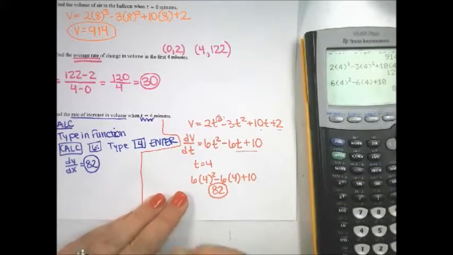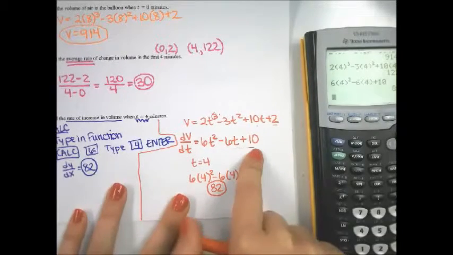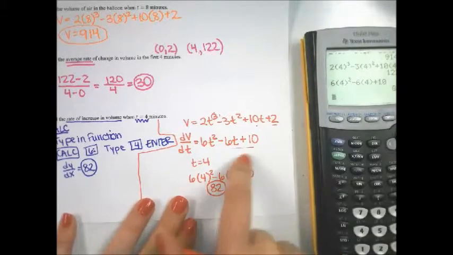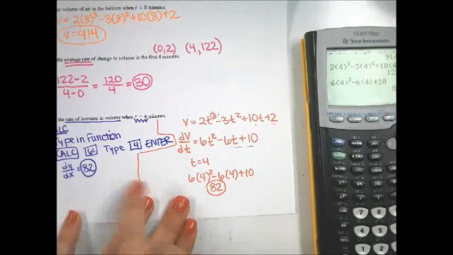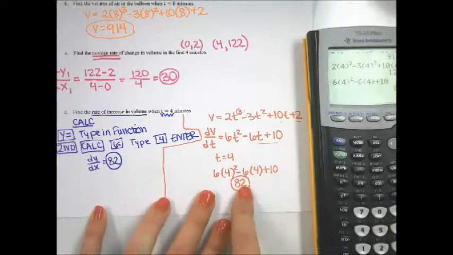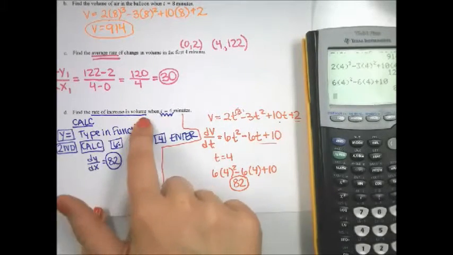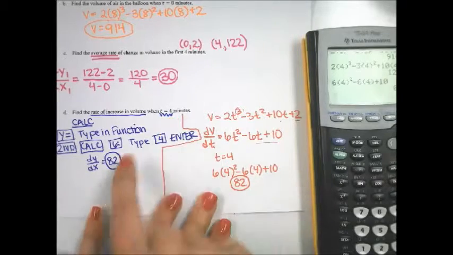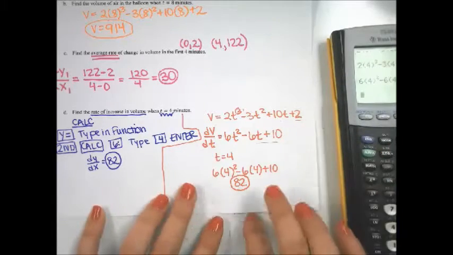The reason I want you to be able to do that is the IB exam might ask you, show this step. They might want you to find the derivative. Then they might want to show 4 plugged in. So I want you to be able to show this work. Notice you get the same thing. This is our rate of increase at that moment. This is the instantaneous rate of increase in volume when t is 4. It's increasing by 82, whatever volume is in, cubic inches per minute, something like that.